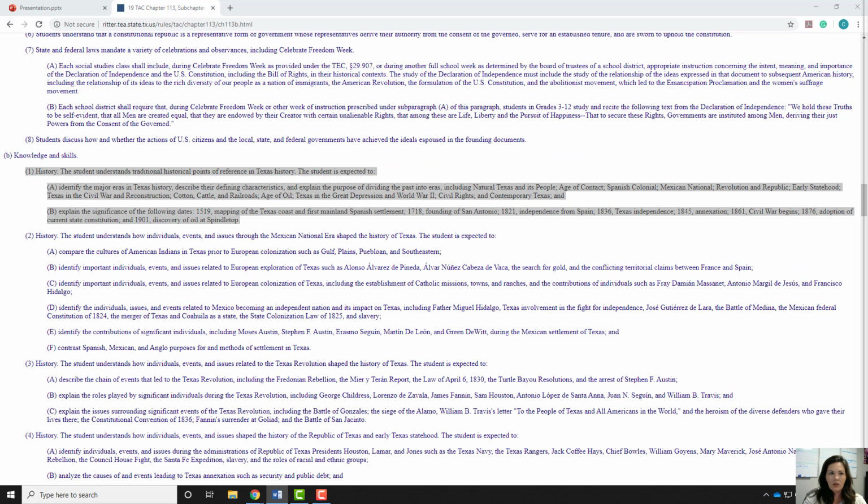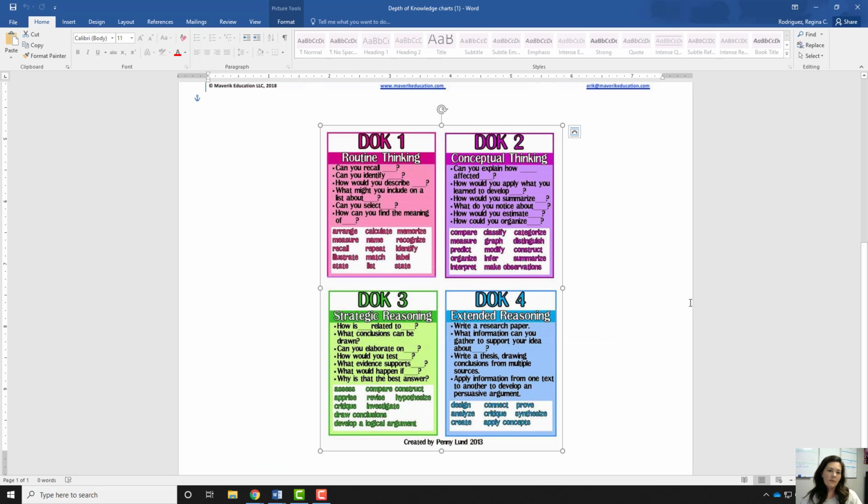And if you go into Blackboard, I've got some depth of knowledge charts in the week 2 folder if you need them. You can also use Bloom's, either one works. But if I look at the word identify, I can see that it's on DOK1. It's routine thinking. It's your lowest level of thinking. So I'm going to go over here and type DOK1.